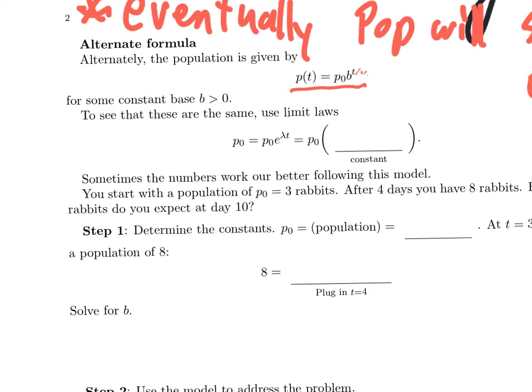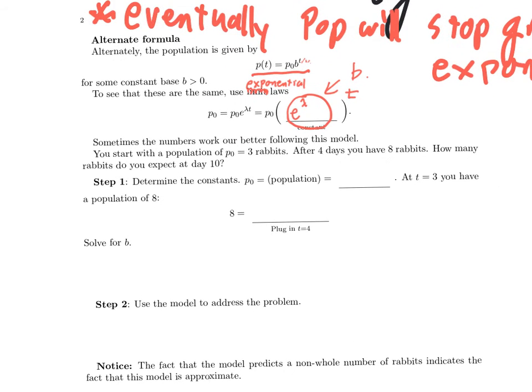To see that these are the same things, it's just a matter of using some exponential laws. So P0 times e to the lambda t, that's the same thing as P0 times e to the lambda, to the t, is it not? Right, e to the lambda to the t is e to the lambda t. This is a constant. There's the b. Sometimes the numbers just work out better with a careful choice of b as opposed to trying to work it out this way. So let's do this.